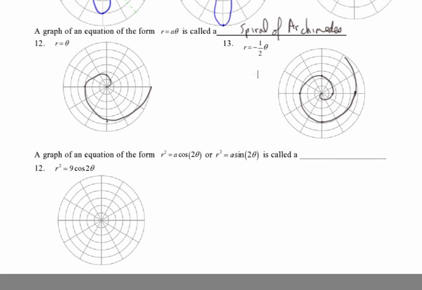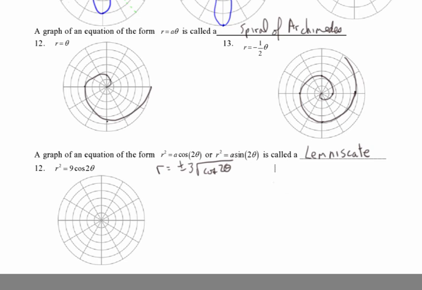And our last one, and I think this was the last part of that exploration I made on Desmos, we have r squared equals a cosine 2 theta, or r squared equals a sine 2 theta. This is called a lemniscate. All right, let's take a look. You can make a table of values. If we solve for this thing, we're going to get r equals plus or minus 3 times the square root of cosine of 2 theta.